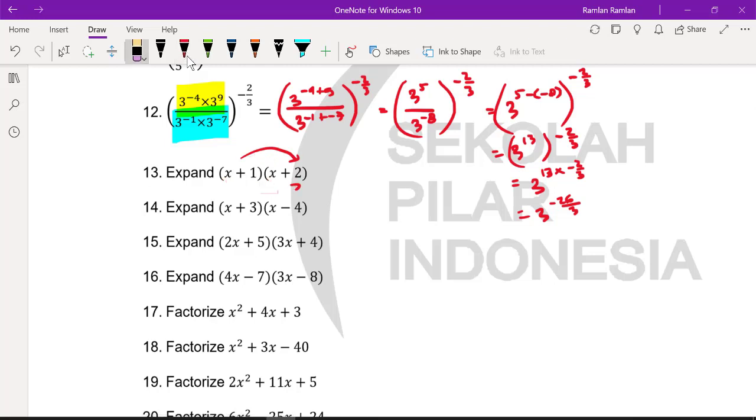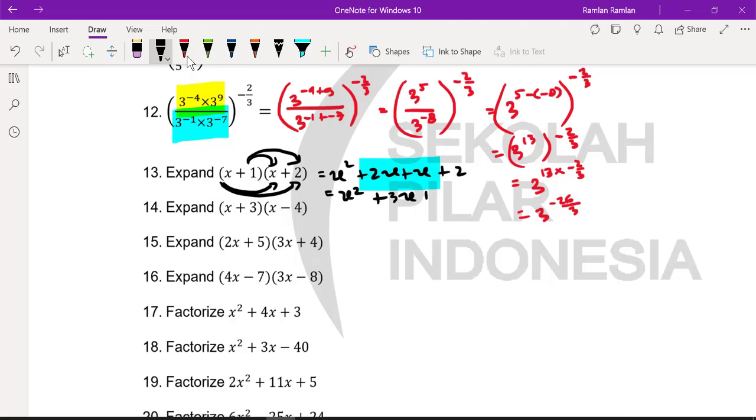So I'm going to do that first. I'm going to multiply x with x, which is going to be x squared, and then x times 2, which is plus 2x, and 1 times x, which is just plus x, and then 1 times 2, which is just plus 2. Now notice that we have like terms. These two terms are like terms, so we can add them together. They'll be equal to x squared, and then plus 2x plus x is just 3x, and then plus 2.